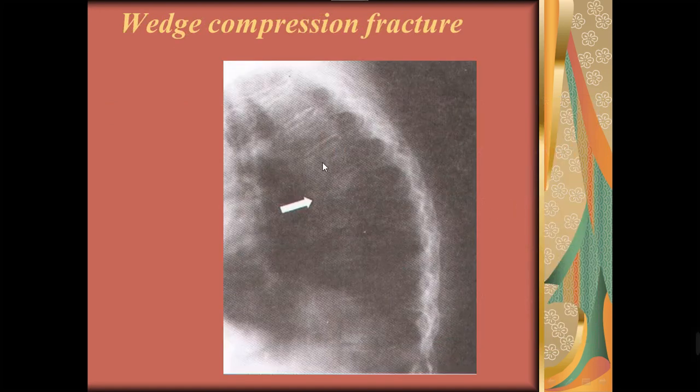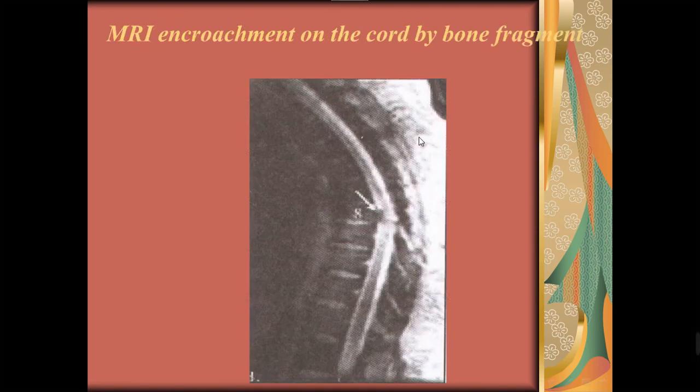This is a wedge compression fracture, as you can see here. You can see that this is normal. The anterior part of this vertebra is compressed while the posterior part is still open. So this is one type of compression, hyperflexion, affecting only the anterior column and mostly a stable fracture. This one shows encroachment on the cord by bone fragments from the body of the vertebra. As you can see, this is T8, the 8th thoracic vertebra.